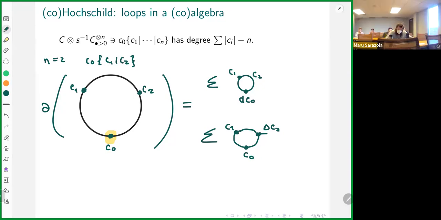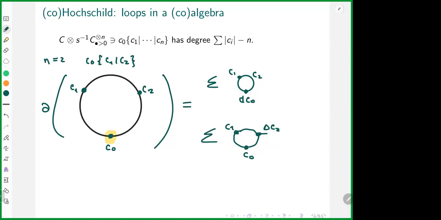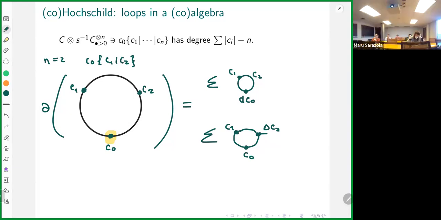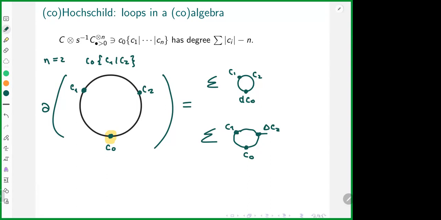Daniel, okay, so, can I interrupt with a question? Yeah. So if you can apply the differential or the coalgebra structure at any of the points, what's the meaning of choosing C0 to be special here?